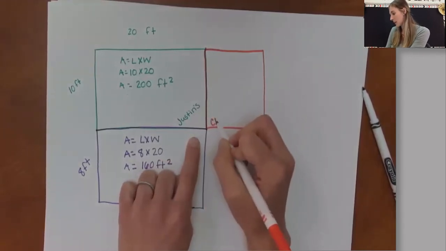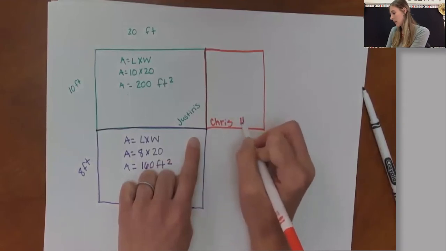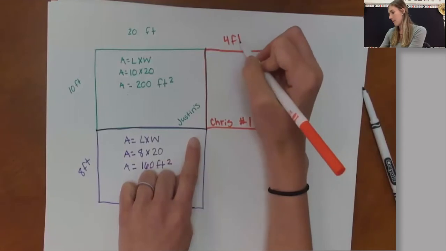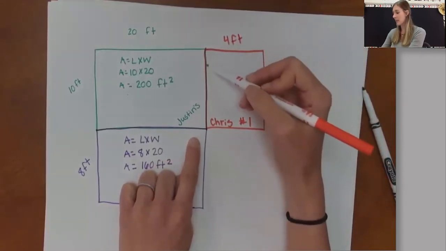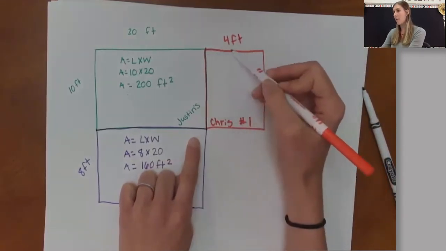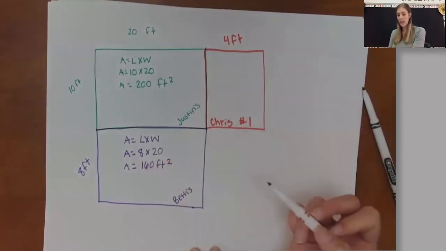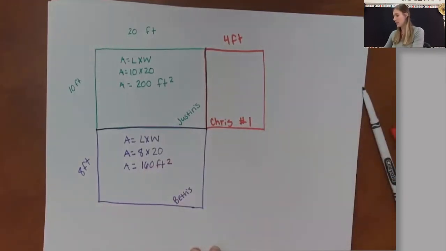So we can label this Chris part 1, knowing that the dimensions of this is 10 feet by 4 feet. And the second part of Chris's was 8 feet by 4 feet.